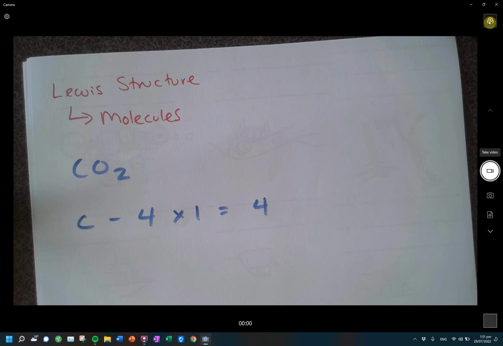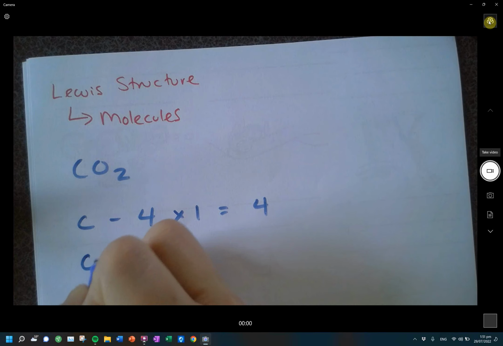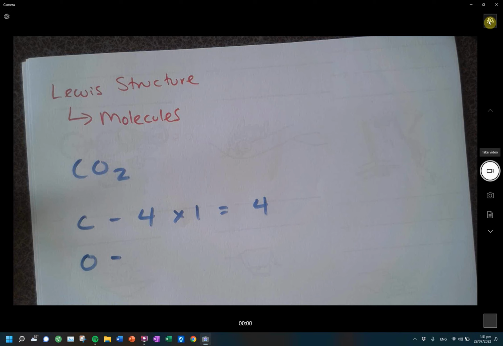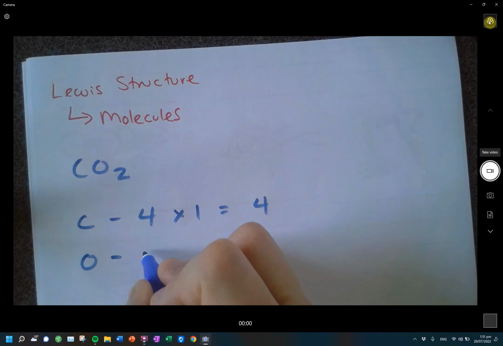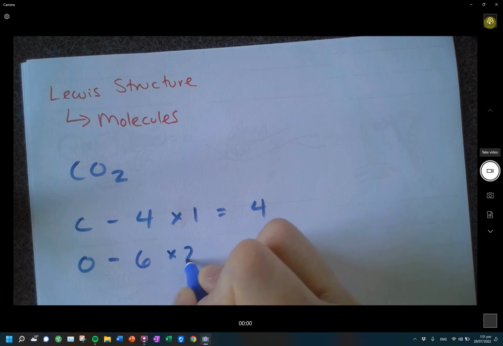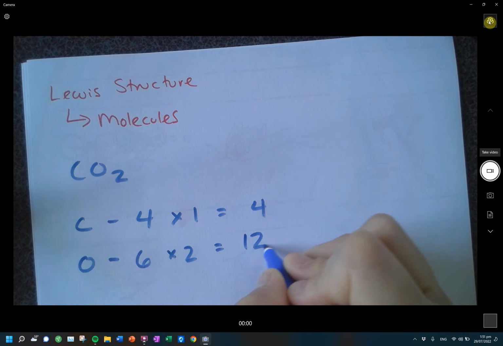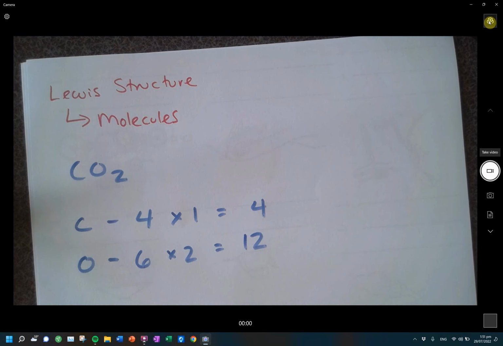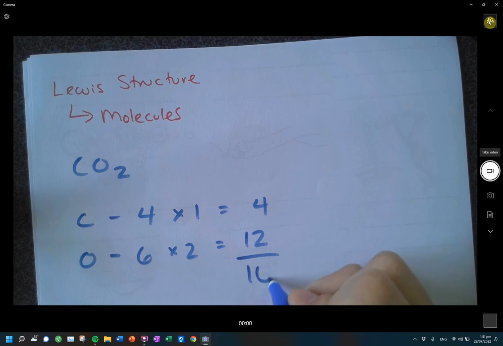Cool? All right. Second thing I think about is oxygen. Again, I look at the periodic table. I see it's in group 16, so that tells me 6 valence electrons. Again, I look at the molecule to see how many oxygens I have. I see that there's 2, so I'm multiplying by 2. So I get 12 electrons. So total, I have 16 electrons to work with.